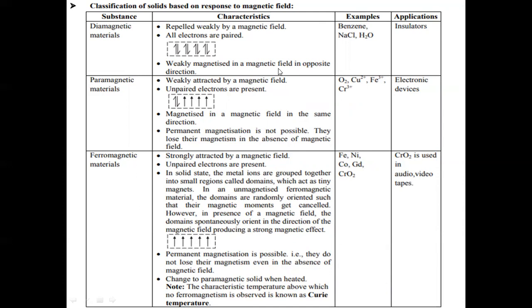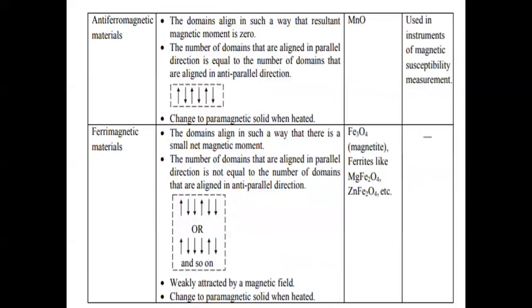Then ferromagnetic materials. These are strongly attracted by a magnetic field because all the unpaired electrons are oriented in the same direction with respect to the magnetic field, so they act as permanent magnets even in the absence of an external magnetic field. Application: CrO2 is used in audio and video signals, that is, tapes. Examples: Fe, Ni, Co, and CrO2.